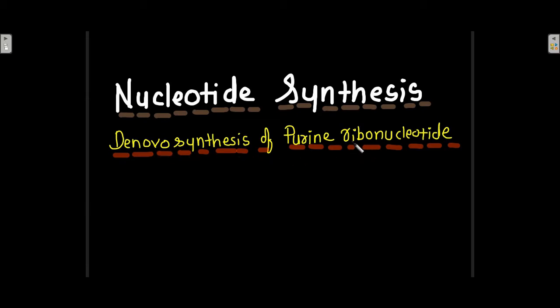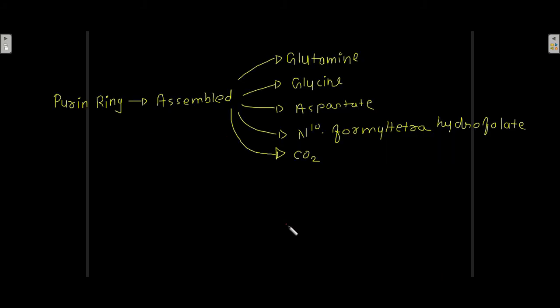Nucleotide synthesis. De novo synthesis of purine ribonucleotide. Now this purine ring is assembled from various precursors such as glutamine, glycine, aspartate, N10 formyl tetrahydrofolate, and carbon dioxide. It means the atoms of these precursors make your purine ring. That is what it means.